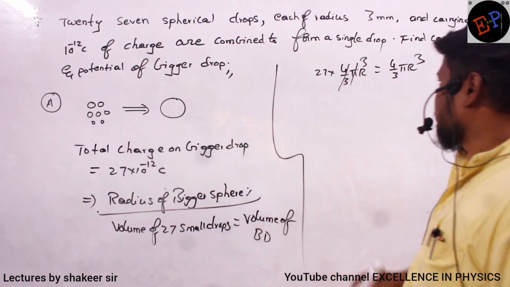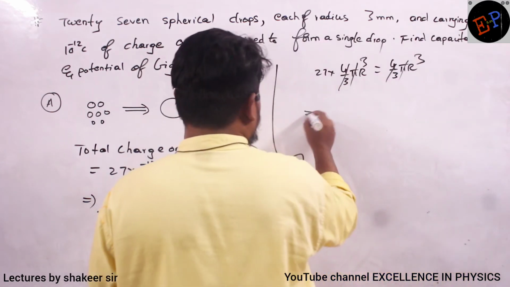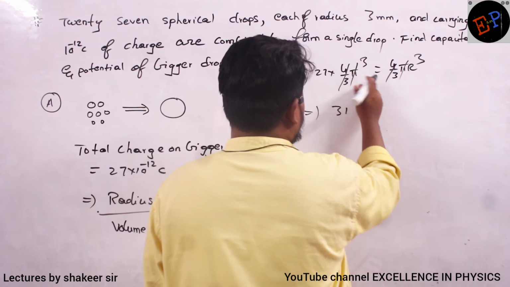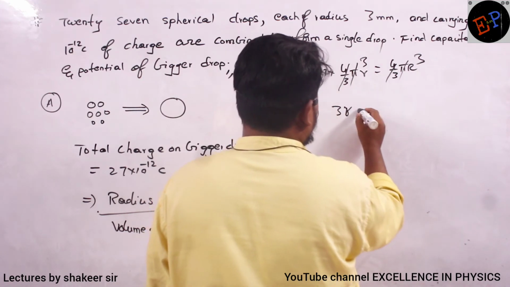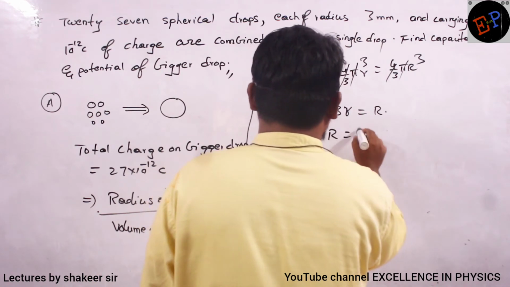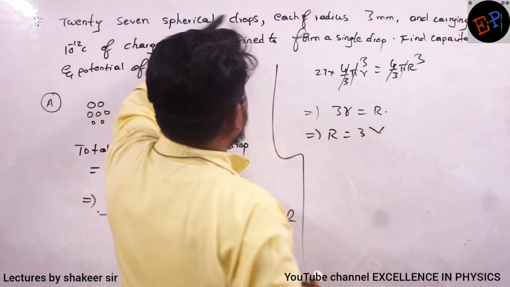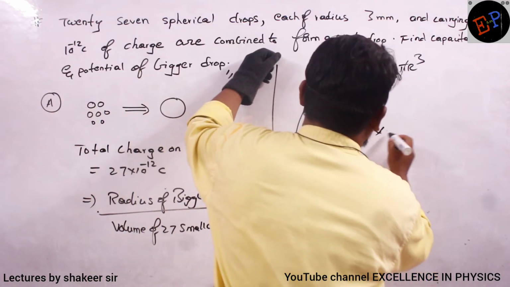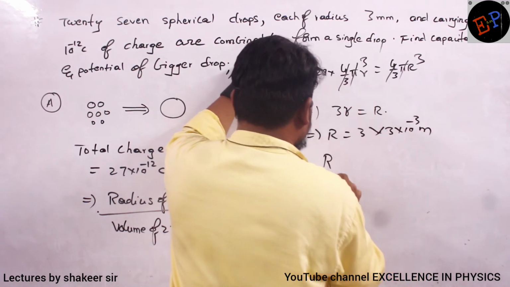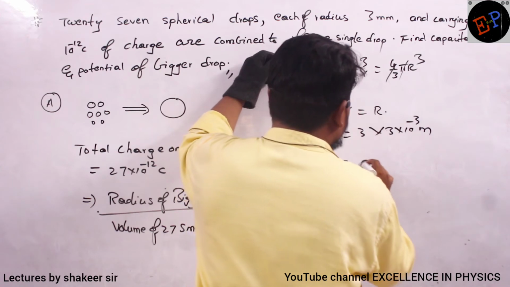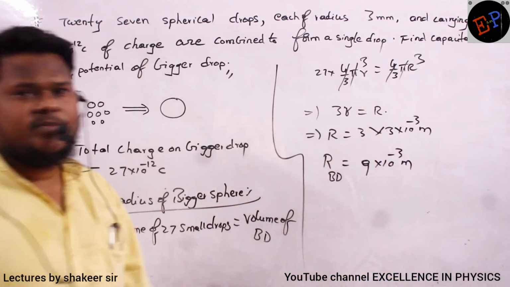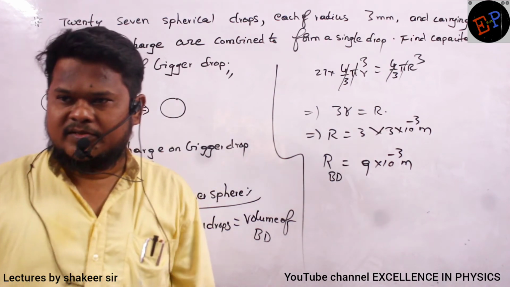So 4 by 3 pi gets cancelled. If you take cube root on every side, 3 into small r is equal to capital R. So capital R radius is 3 times the radius of the small drop, which is 3 mm, so 3 into 10 power minus 3 meters. Clear? So the radius of the bigger drop is 9 into 10 power minus 3 meter. That is the radius of the bigger drop. Up to here it is clear, no?